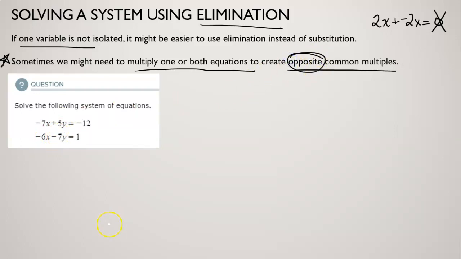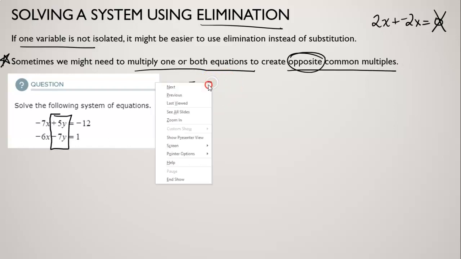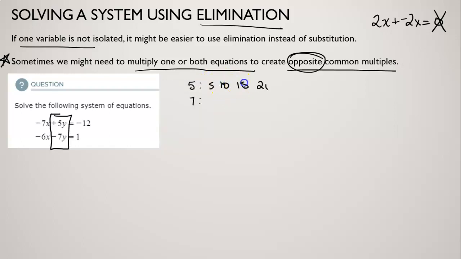Well, first of all, I want them to be opposite signs. So I'm going to focus on the y's since they're already opposite signs. And I want to think about a common multiple for 5 and 7. Forget the signs for a second. We want to think about a common multiple for 5 and 7. Some of you know right away that it's 35. If you don't, then you will need to count by 5s until you find something that works. 15, 20, 25, 30, 35, 40. And then count by 7s. 7, 14, 21, 28, 35.